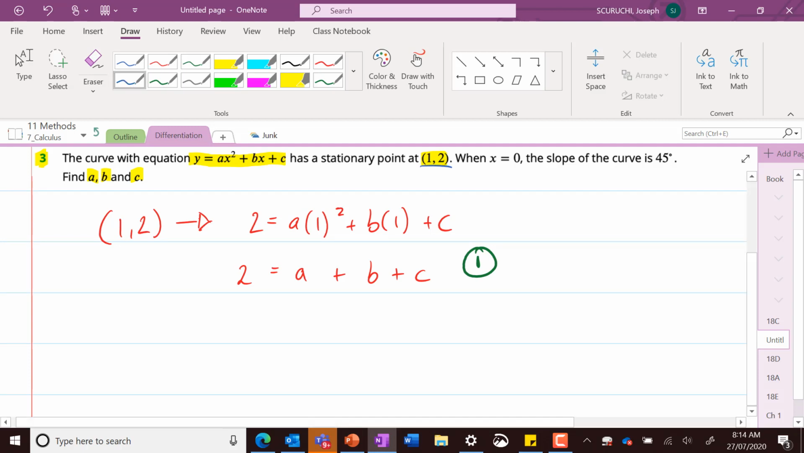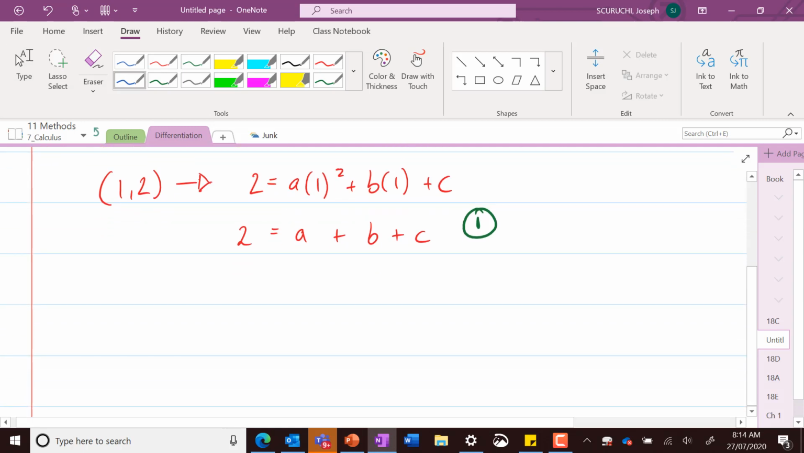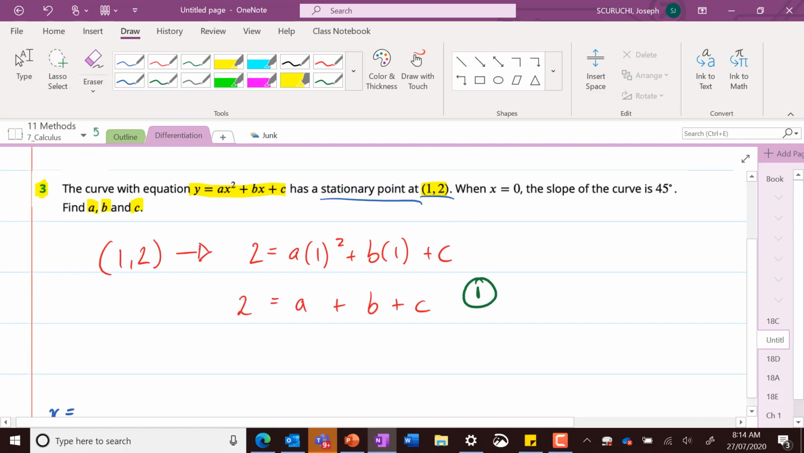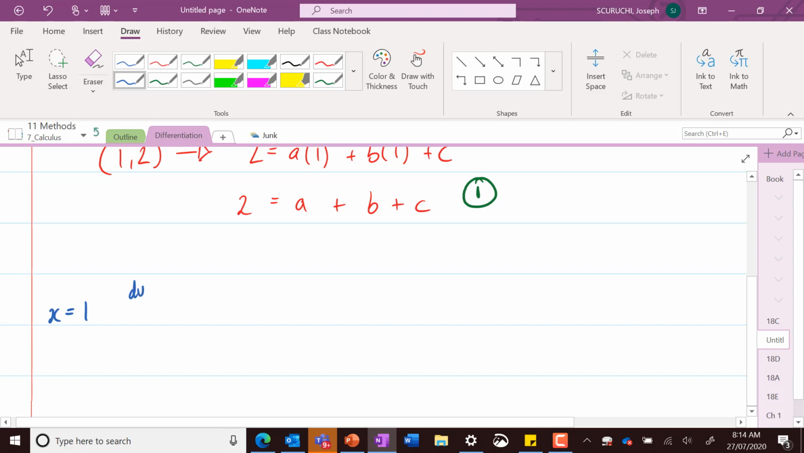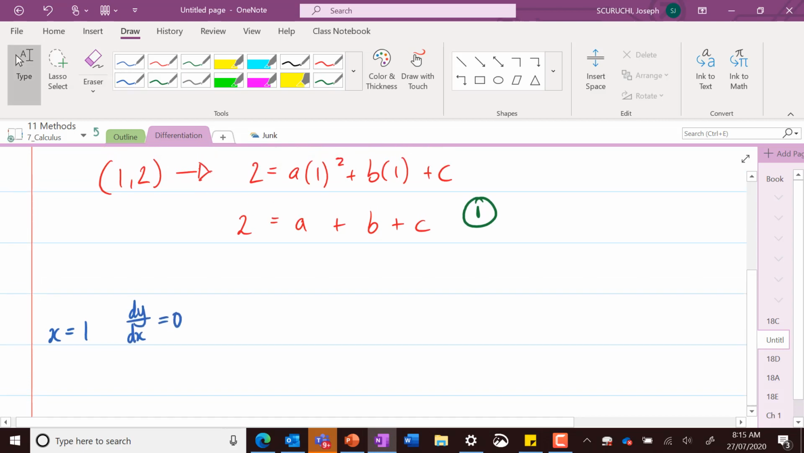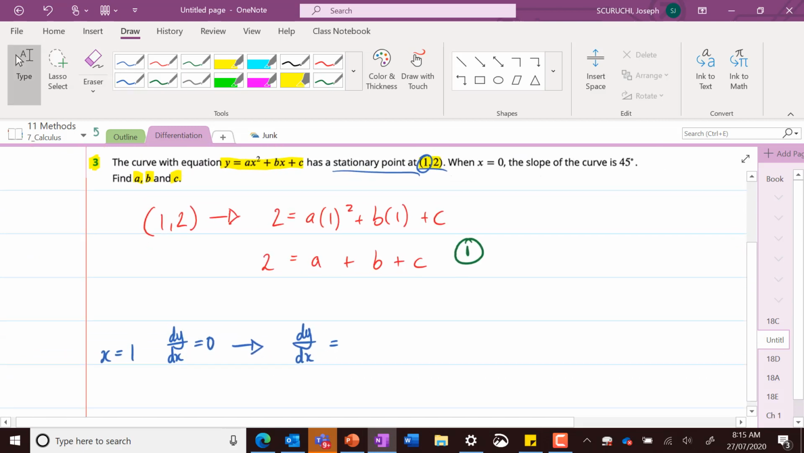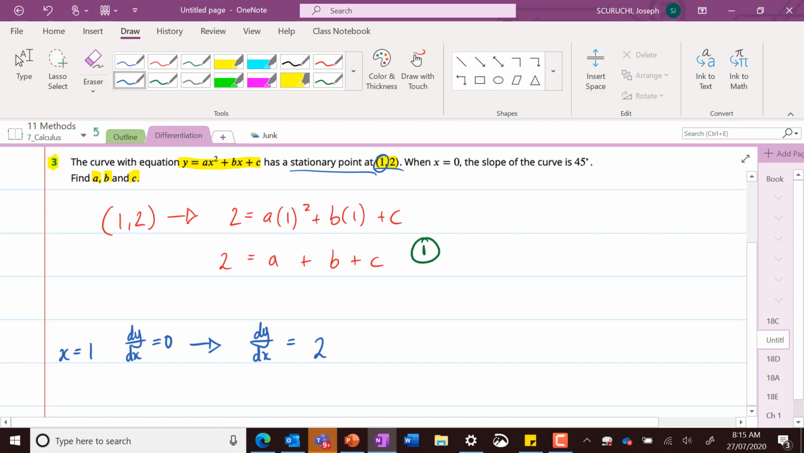Okay, let's now do something else. We're also told that this coordinate is a stationary point. Therefore, what we can say is that when x equals 1, dy/dx is going to equal 0 because it's a stationary point. So with this information, let us find another equation. So we're going to say dy/dx equals, let me first differentiate this. It's going to be 2ax plus b, and that is all.